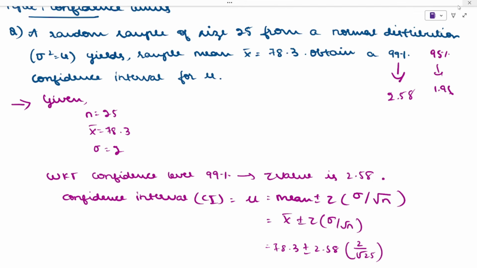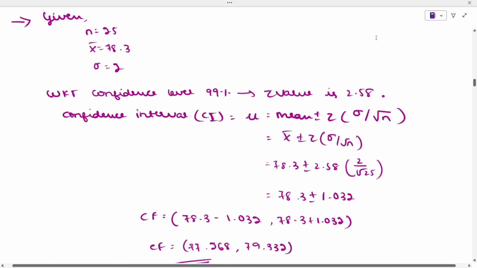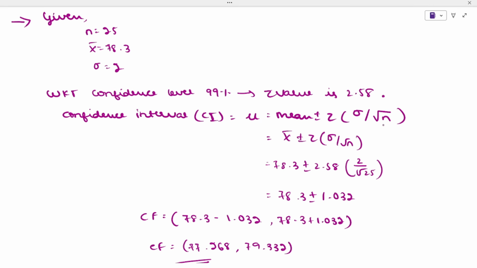Now let's discuss what is given. n is 25 and x bar, the mean, is 78.3. Now to find the confidence level, they have given 99%, that means the z value is 2.58, as I said. Now with 2.58, you will find the confidence interval: mean plus or minus z of sigma by root n. You have to remember this formula. Square the sigma and substitute all the values.